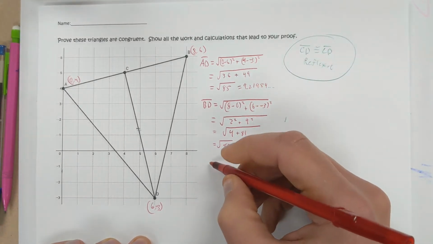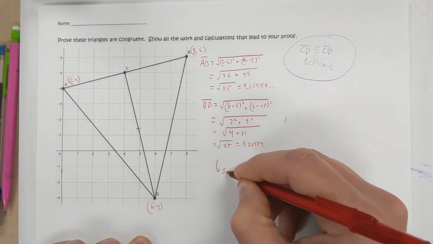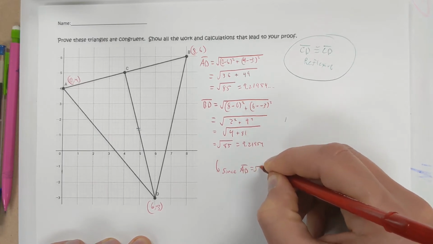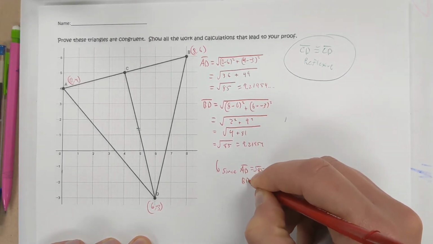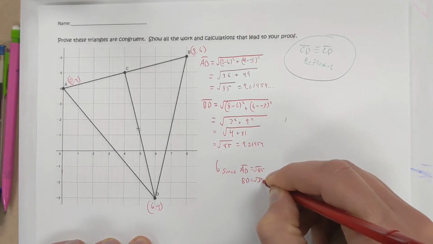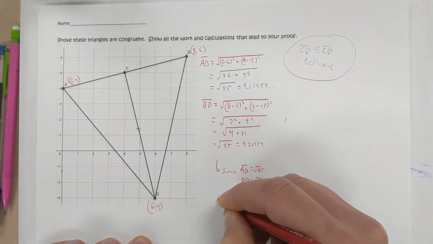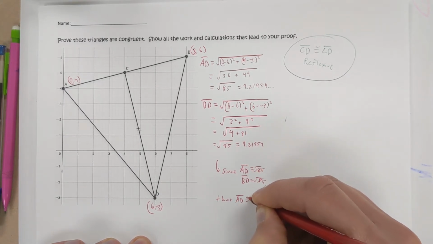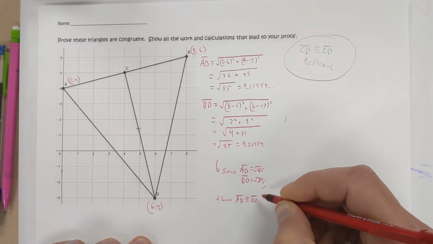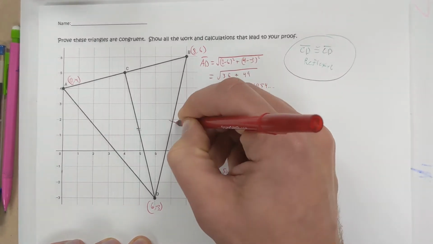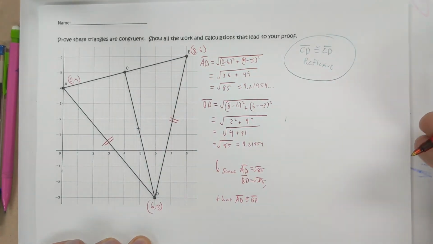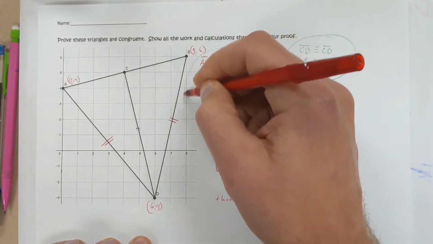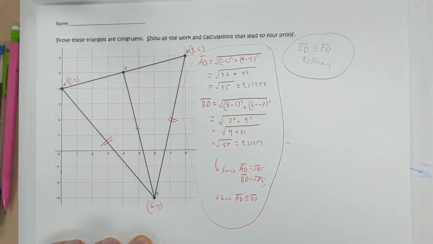Now I can come right underneath this and say, since AD is the square root of 85 and BD is the square root of 85, that means AD is congruent to BD. So we got those sides congruent. Fantastic. That's another pair of things congruent.